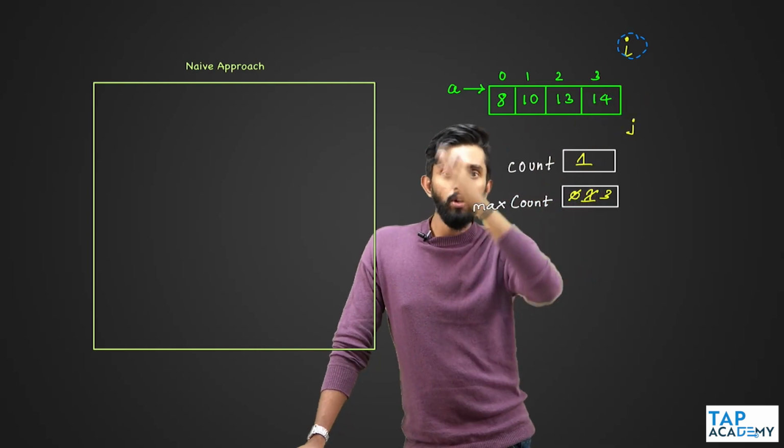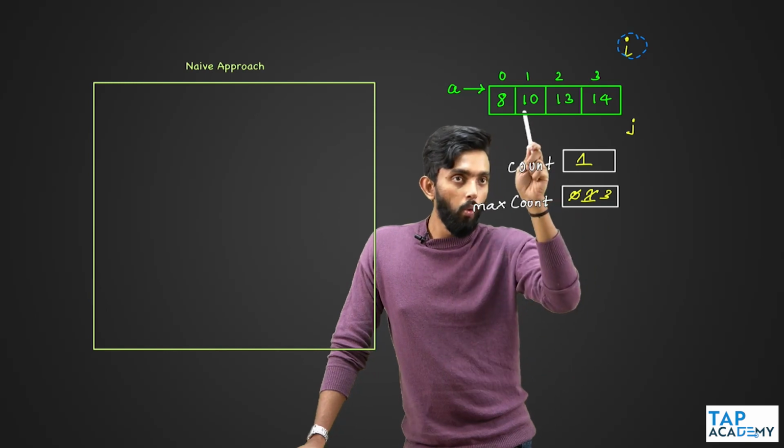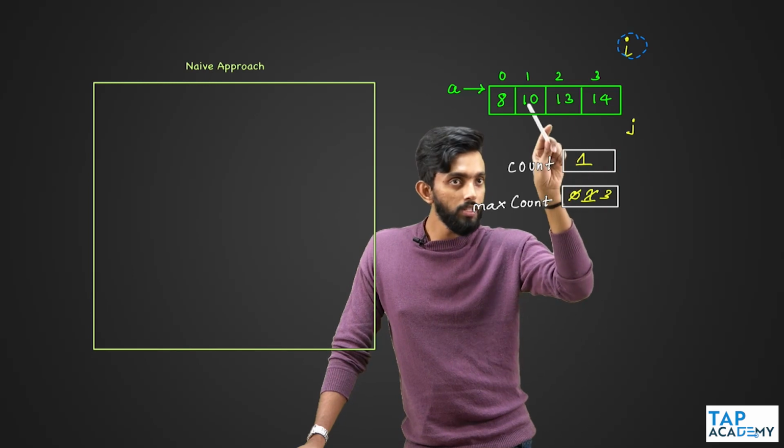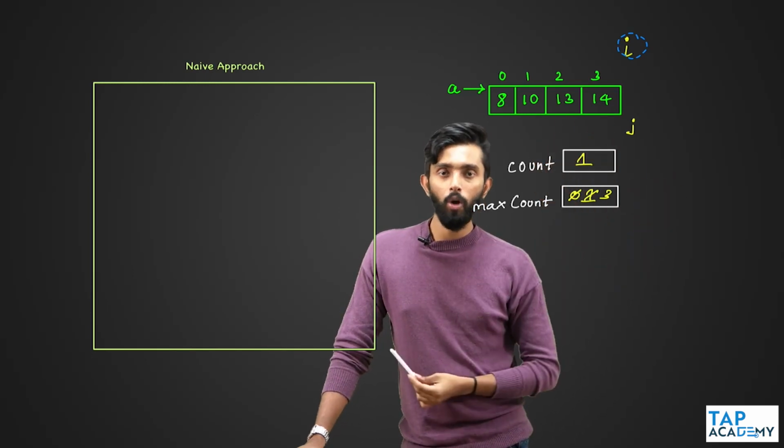Iteration is done. And when you come out of the loop, what is there inside max count? 3. Now, what is the longest length subarray you found which contains alternating even odd elements? 10, 13, 14. Length is 3. You got your answer.